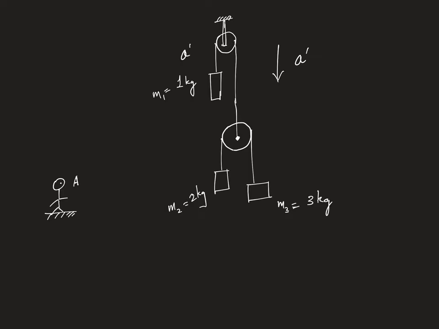Again, you have to be very careful that A prime is the acceleration observed by me standing here on the Earth, which is an inertial frame of reference. Make sense? This is something you have to always keep in mind.